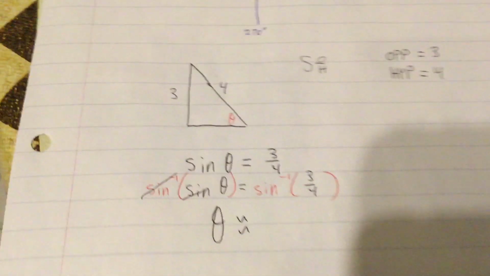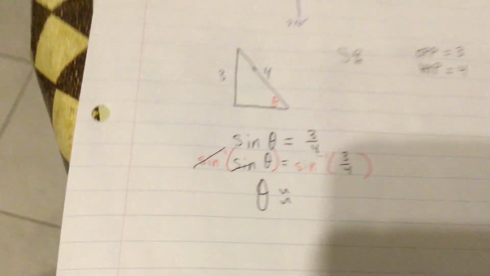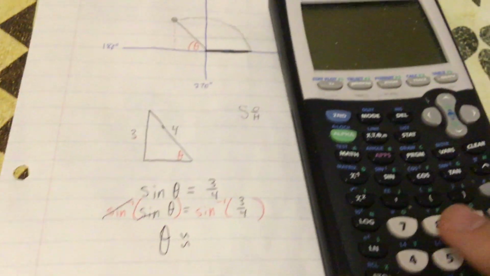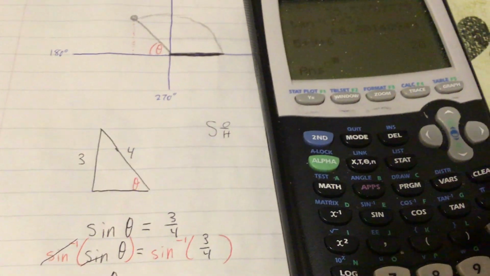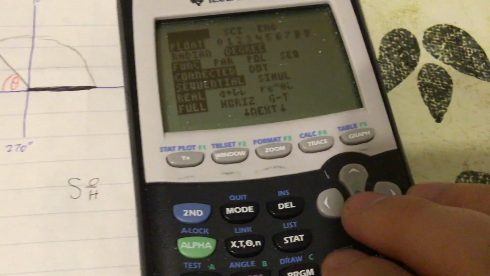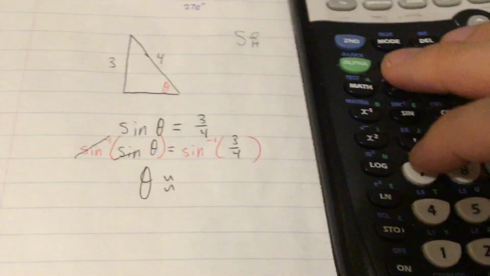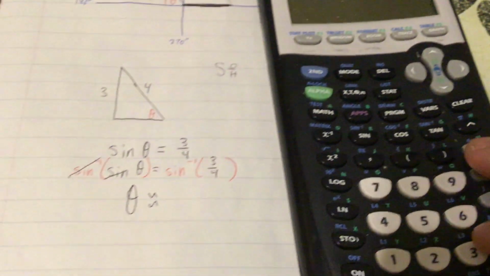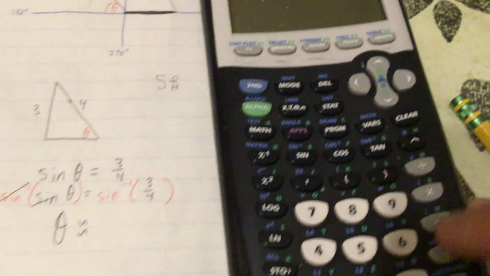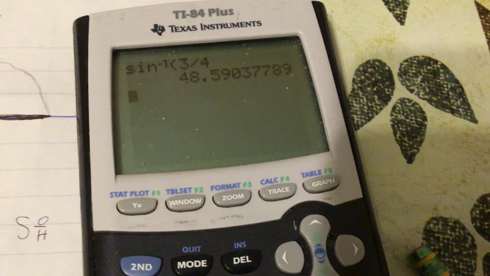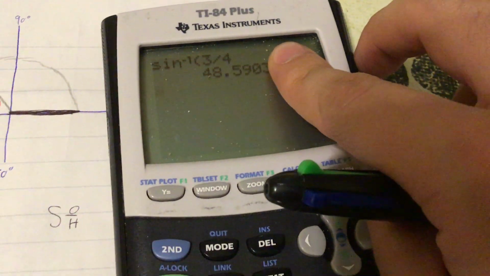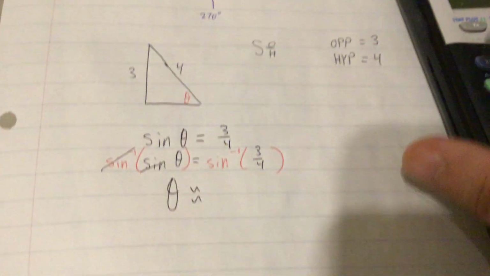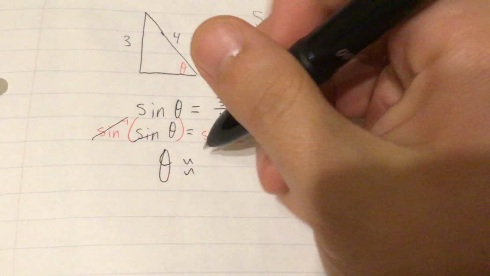So now I'll pull out my calculator, make sure you're in degrees. Okay, mode, clear. Mode, degrees, cool. So I'm going to do second and sine, that activates the sine inverse button. The sine inverse of 3/4 is 48.590. So 48.590 is going to be my angle.